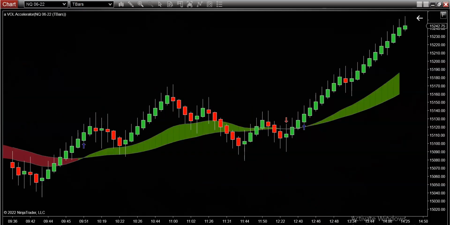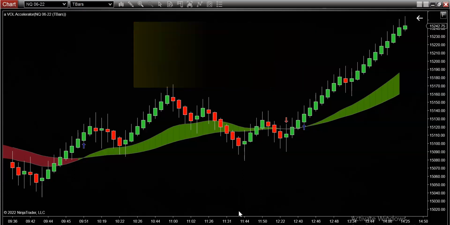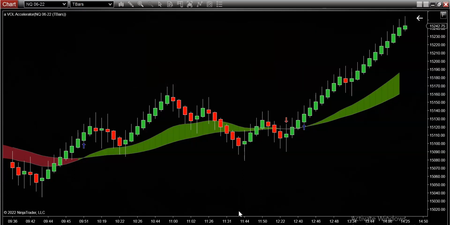And let's take a look at a long setup on a retracement pattern, okay? Why don't you stare at this chart and you tell me where a retracement pattern shows up? I'll give you a couple of seconds. Okay, hope you're able to manage that, right?